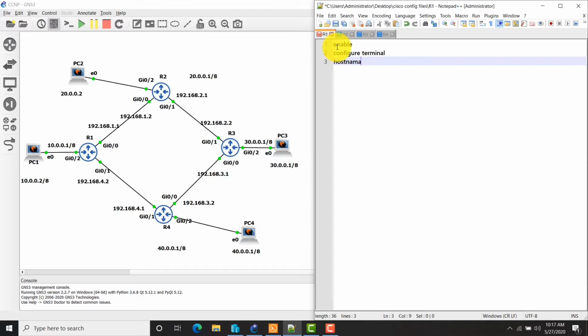So I'm naming them R1, R2, R3 and R4. And as you can see in the picture, the IP addresses will be configured the same.